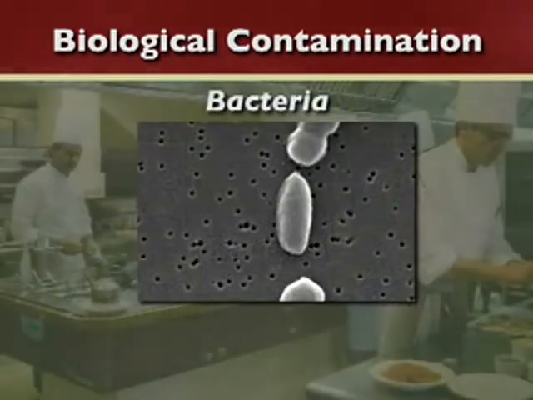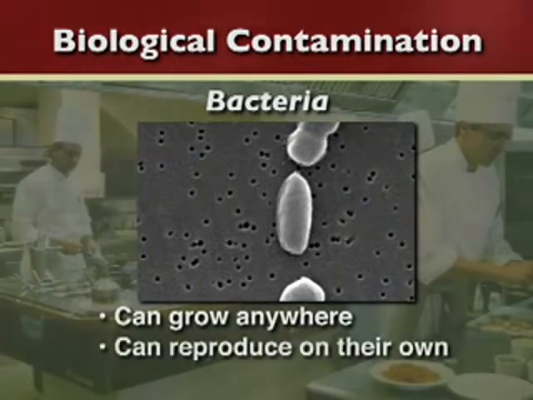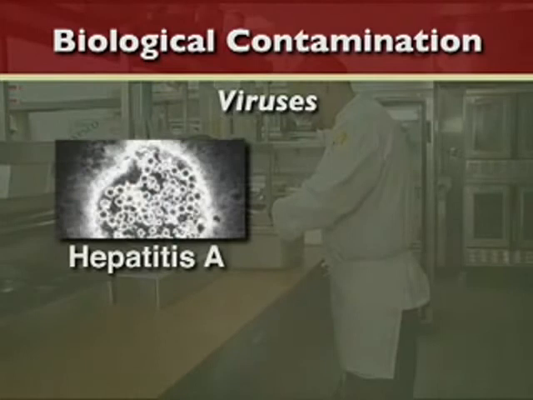Bacteria are single-celled and can grow anywhere. That means that bacteria do not need a living host, such as an animal or human, in order to reproduce. This is very important when we talk about food safety and the ability for bacteria to grow in certain types of food. Viruses are the second type of organism that can cause illness.